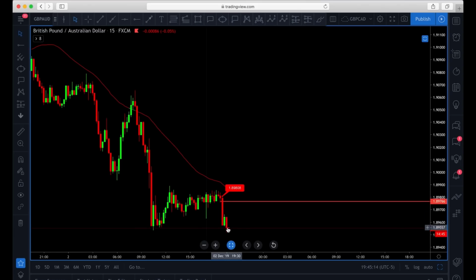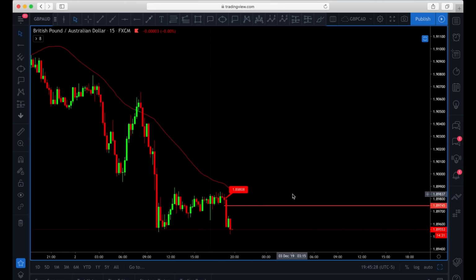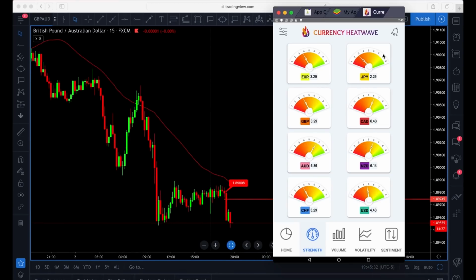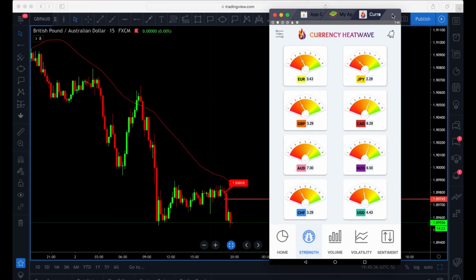As it's coming down here, how many pips would this be? From entry, for an example, from entry to down here, that's 30 pips. So you want to lock in some profits and try to see if it can keep dropping for you. Or you can just take profit altogether and be done with it. But that's basically how I use the currency Heatwave app.